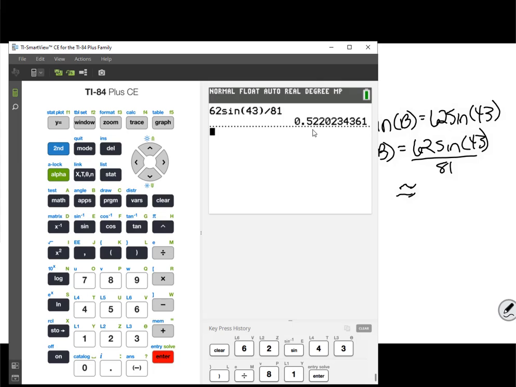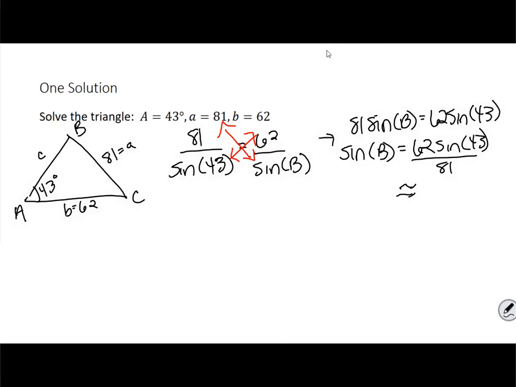Where you will have no solution is here: you will have no solution when you get a number that's bigger than 1, because sine is only between -1 and 1. So you may get a value here that's bigger than 1. In that case, you will have no solution.